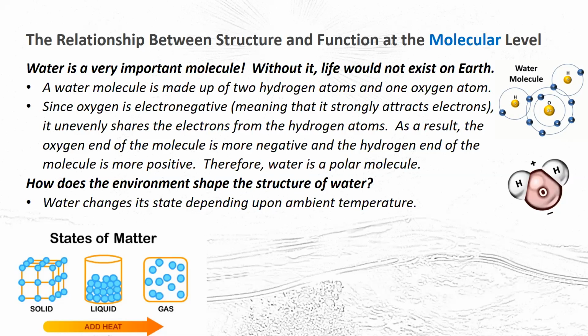How does the environment shape the structure of water? Water changes its state depending upon temperature. Water is liquid between 0 and 100 degrees Celsius, 32 to 212 degrees Fahrenheit, and below 0 it is solid ice, and above it, it boils and becomes water vapor.